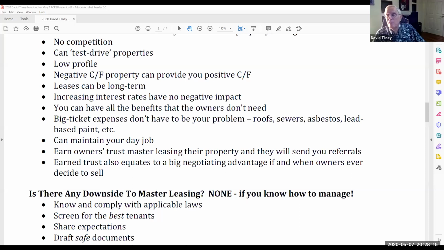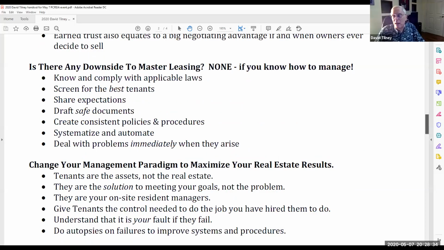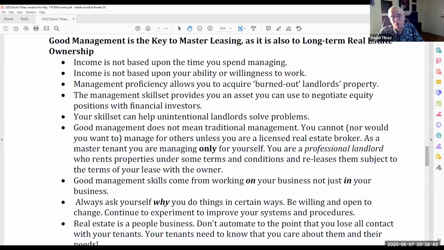Your skill set can help unintentional landlords solve problems. Who's an unintentional landlord? Well, it's someone who's been forced to leave town because of employment. It's someone who maybe inherited a property from someone who died and can't sell the property. It's someone who has too much debt on the property and is going down, and you may be able to figure out how to help them. They're not people who chose to get into this business. And most of the people I dealt with in building my portfolio initially were unintentional landlords.